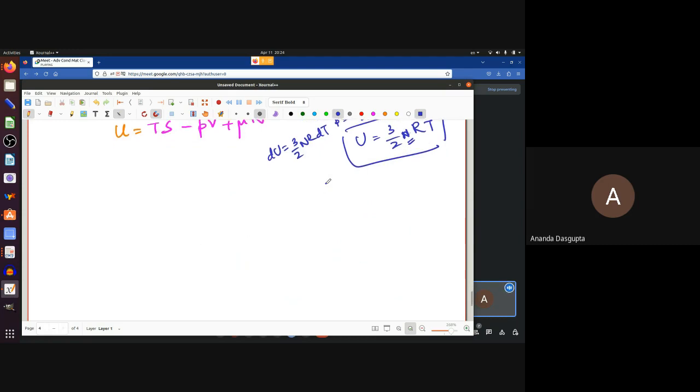After all, you can change your variables. But the point is, if you express U as a function of S, V, N, you have full information. Similarly, if you express the enthalpy as a function of S, P, N, you have full information, and so on. So when people say enthalpy is a function of S, P, N, or Gibbs free energy is a function of T, P, N, they specifically mean that if you express these potentials in terms of those particular variables, then you have full thermodynamic information about the system. Otherwise, you don't have full information. Right? You understand what I'm saying here?